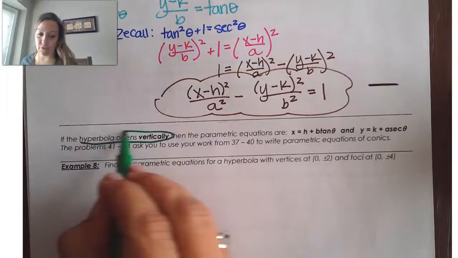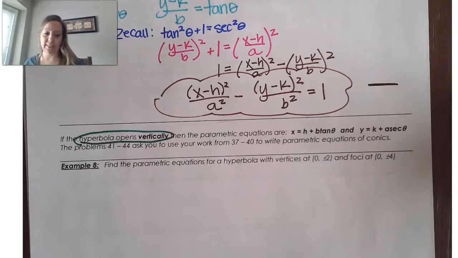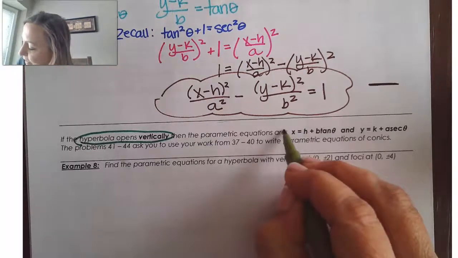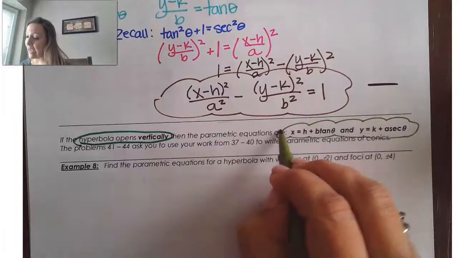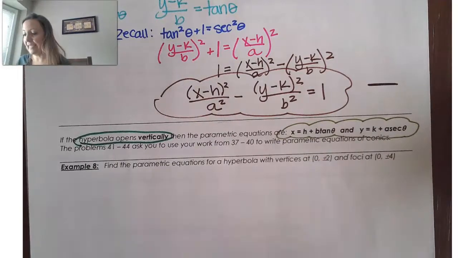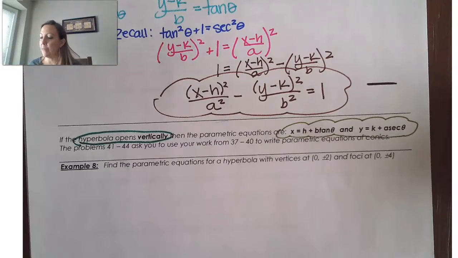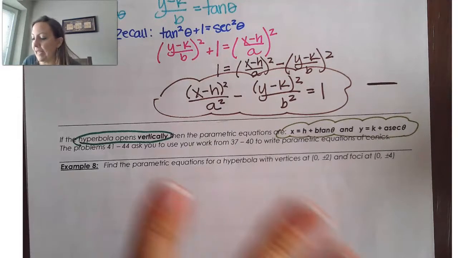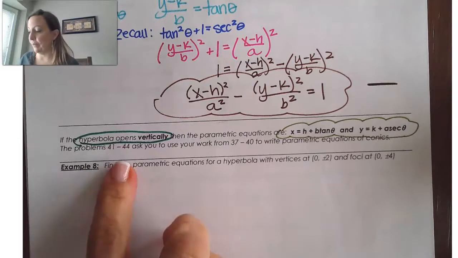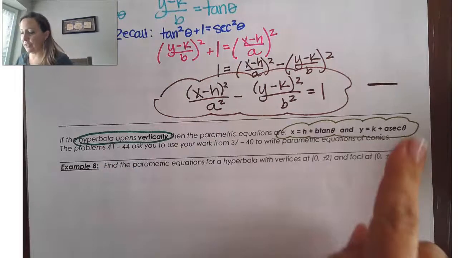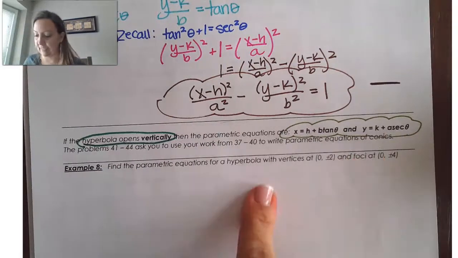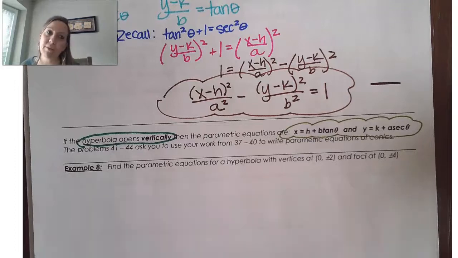then that means that we're going to use these equations instead, that we would use x equals h plus b tangent theta, and that y equals k plus a secant theta. So in your homework, they ask you to use work from the prior problems to write parametric equations of conics, like we're going to be doing in example 8. You don't have to memorize those equations. This is just a way to connect what we did with the conics with the parametric equation.